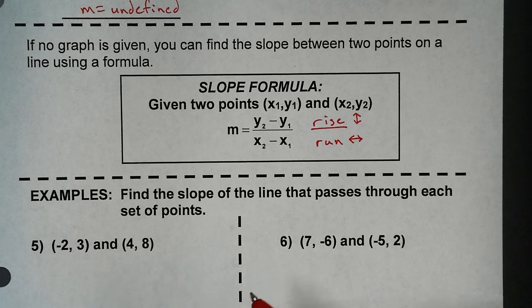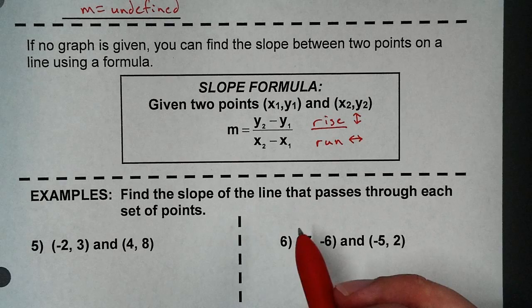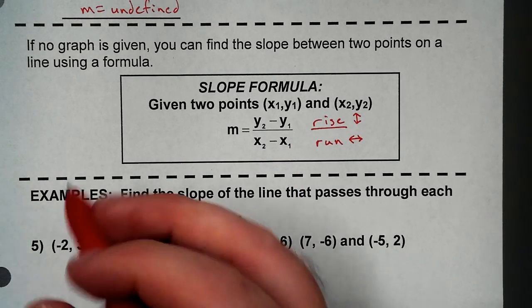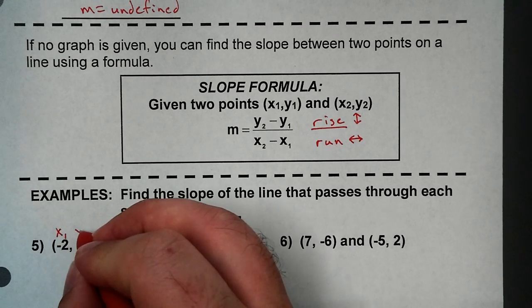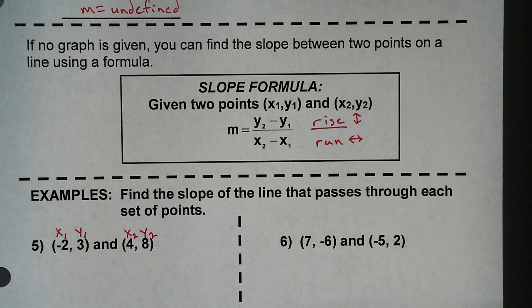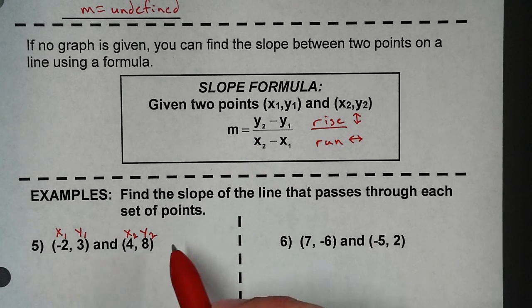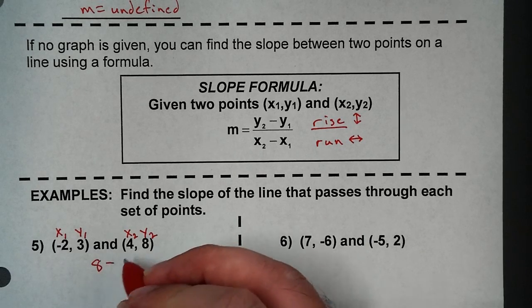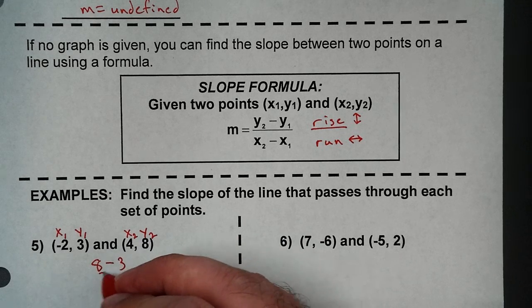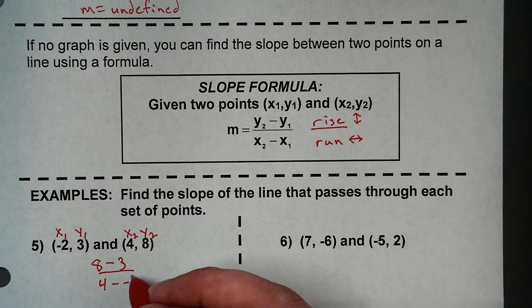Let's look at number 5. So our formula, m equals y2 minus y1 over x2 minus x1. What I'm going to recommend is that we write x1 and y1 over our first point, and then x2 and y2 over our second point. So our y2 goes first, so it's going to be 8 minus our y1, which is 3, over x2, which is 4, minus x1, which is -2.